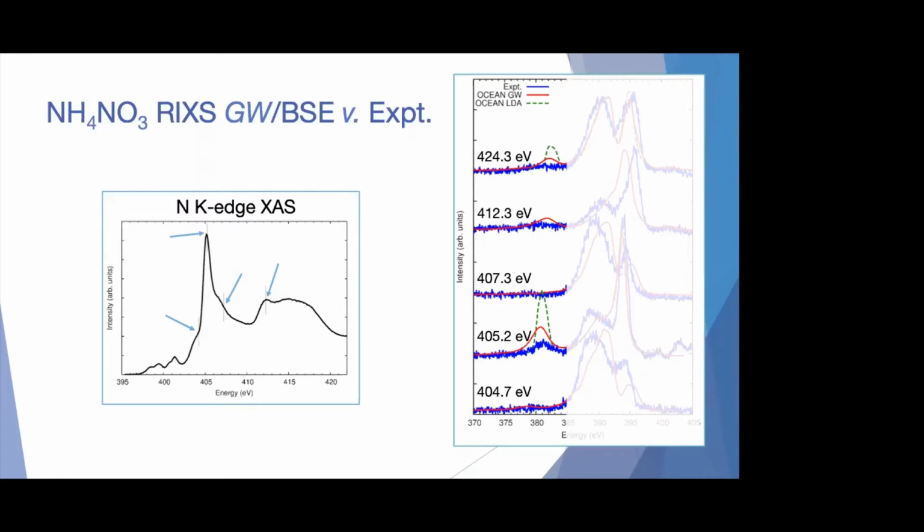I forgot to mention it a couple slides ago, but the calculated valence lifetime broadening of these states was up near 1 eV. For comparison, the nitrogen 1s core hole lifetime broadening in this system is only 0.1 eV. So these nitrate sigma bond states are actually quite short-lived.